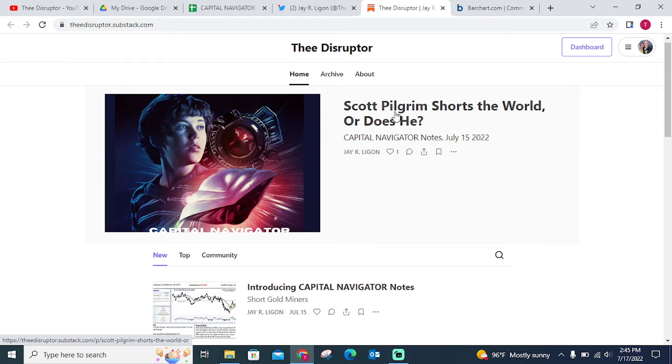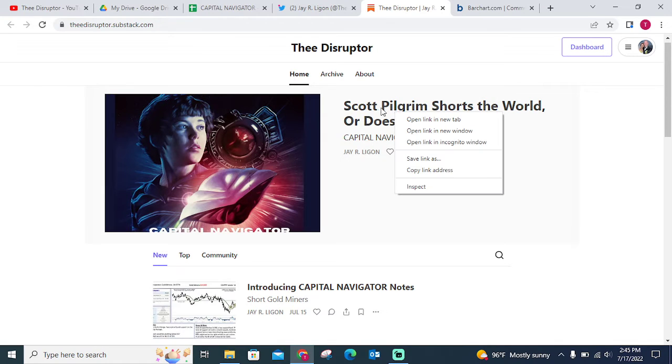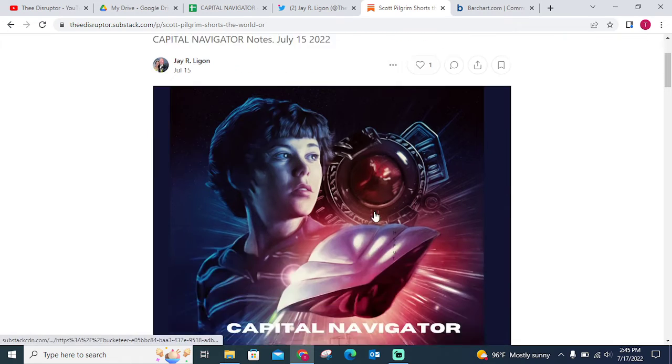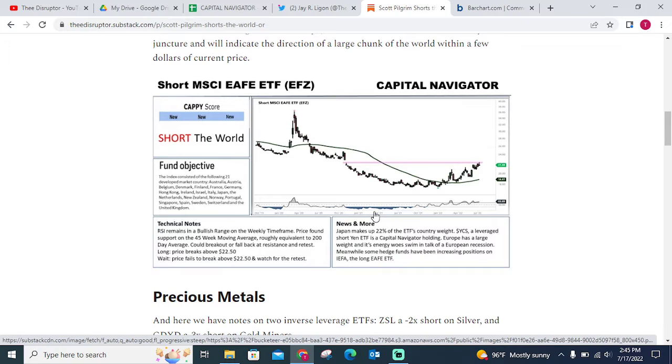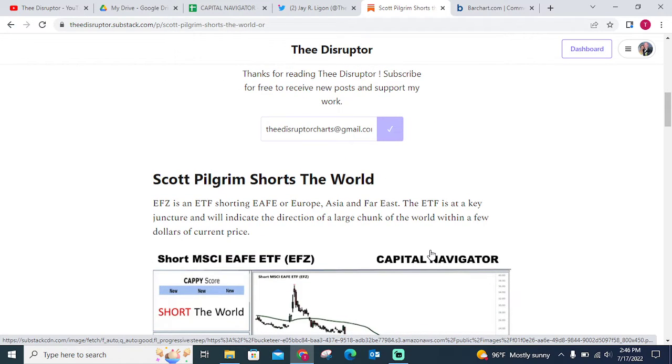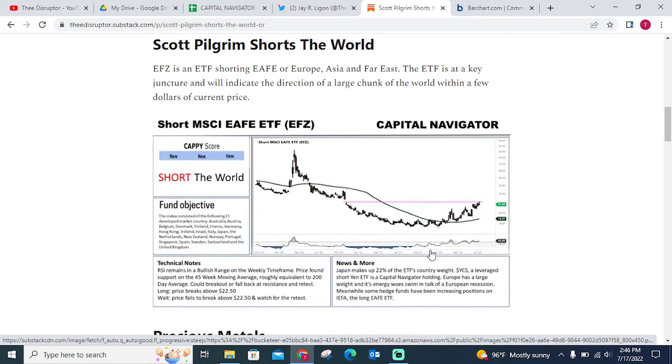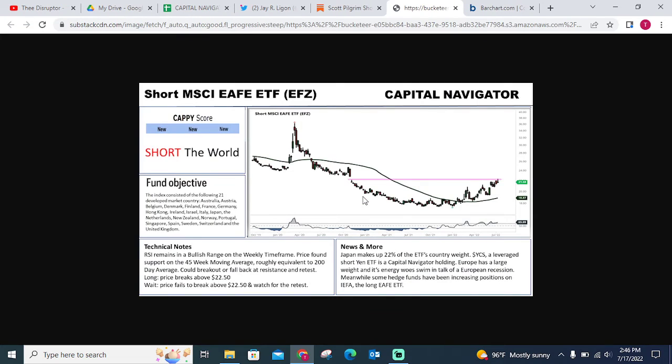So let's jump into Scott Pilgrim shorts the world, or does he? This is one of the new signals that we got, which was EAFE. That's Europe, Asia, Far East. But it was a short, which is EFZ. Now there is a leverage version of this that we'll talk about as well. But EFZ was the single short. So this is great for maybe my IRA or something like that. But obviously you can't read that. I'm blind. Maybe you're blind too.